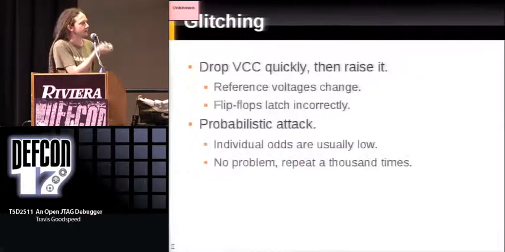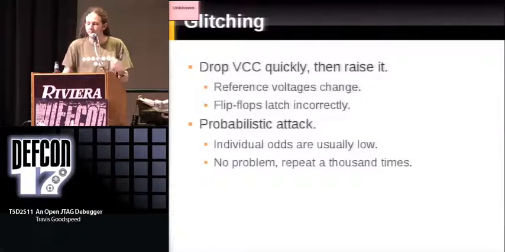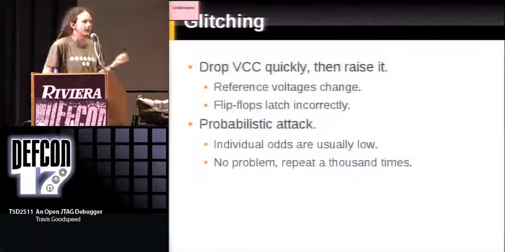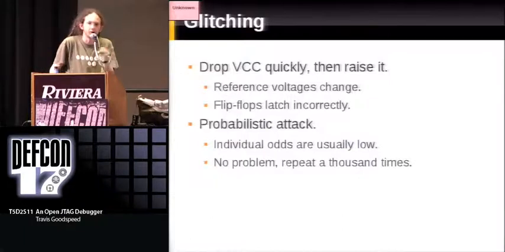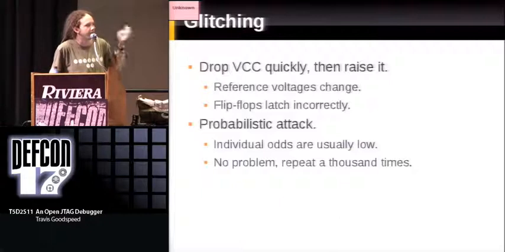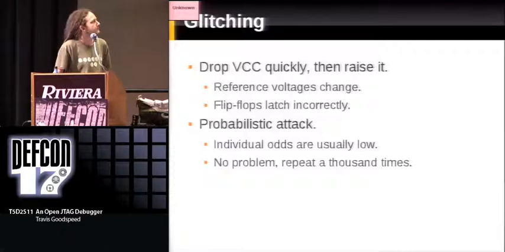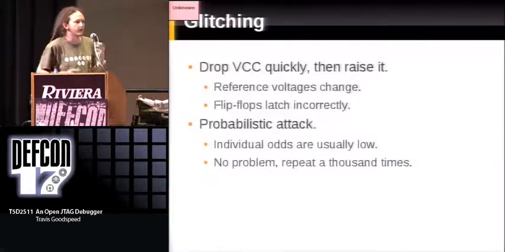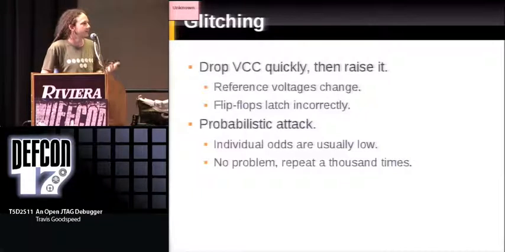So you can glitch it. You can drop voltage very, very quickly and then raise it very quickly so that the reference voltages change, and then whatever's being sampled as an input to a latching flip-flop is sometimes misread, missampled, and it will latch incorrectly. So if you do this at power up on a chip that reads a value out of flash memory, you might wind up with all ones or all zeros held in that register instead. This is a probabilistic attack. It won't work very well on any given attempt, but you can try it 100 times, 1,000 times.